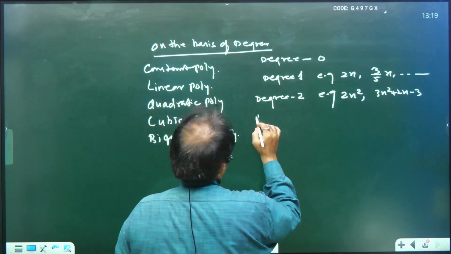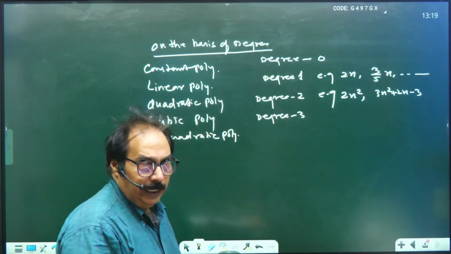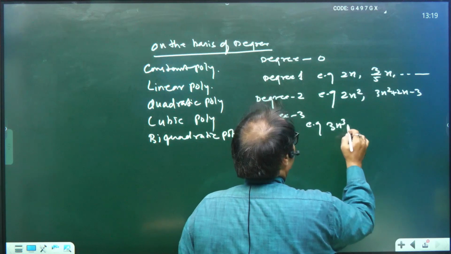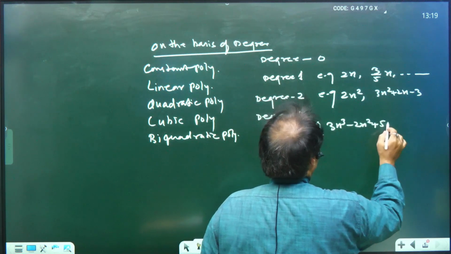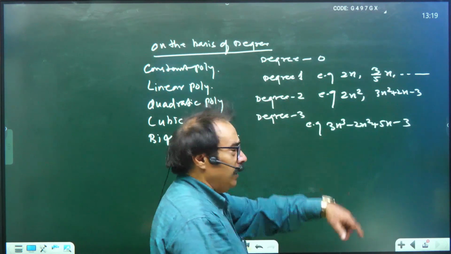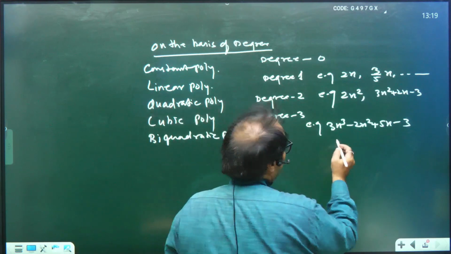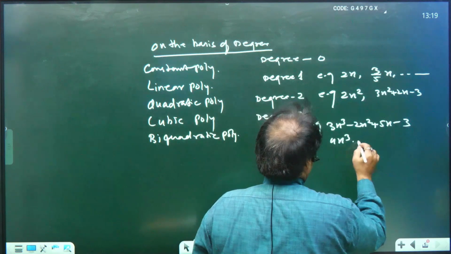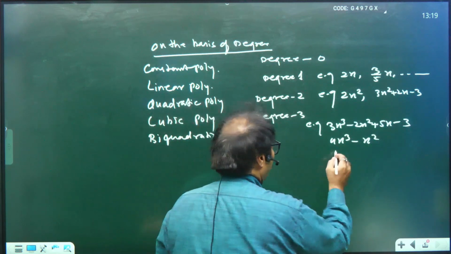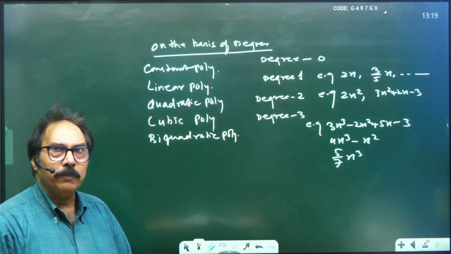Then cubic polynomial. A cubic polynomial means a polynomial having degree 3. For example, 3x cube minus 2x square plus 5x minus 3. Now there are four terms, but don't worry about the terms. The maximum power is 3, so the degree will be 3. For example, 4x cube minus x square is again an example of a cubic polynomial, or 5 by 7 x cube.